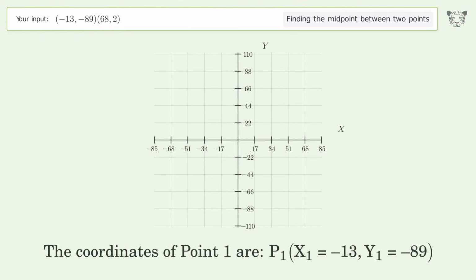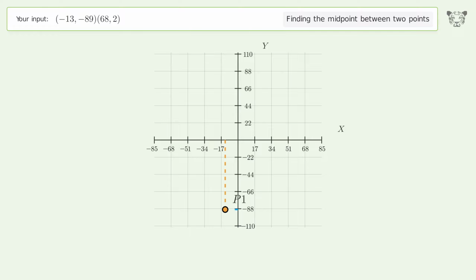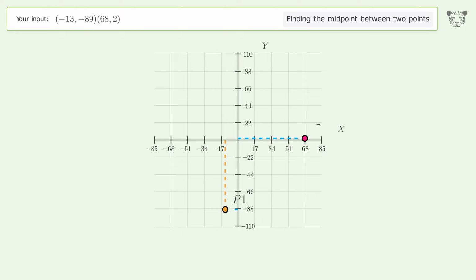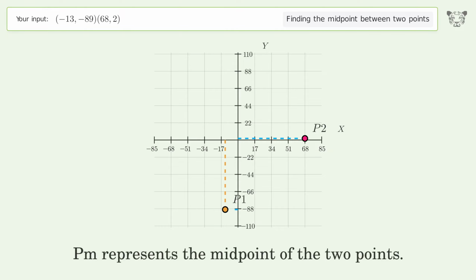The coordinates of point 1 are x1 equals negative 13, y1 equals negative 89. The coordinates of point 2 are x2 equals 68, y2 equals 2. PM represents the midpoint of the 2 points.